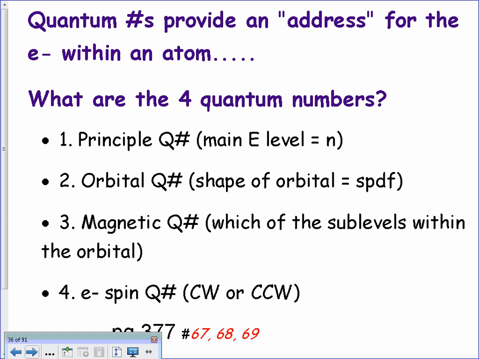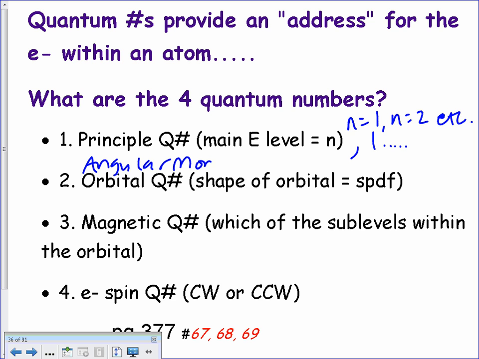The principal quantum number can be expressed as 1, 2, 3, 4, 5, 6, 7. But we usually call that n equals 1, n equals 2, and so forth. The orbital quantum number, which is like the angular momentum quantum number, is going to be regarding the shape of the orbital. We know the shapes are spherical, dumbbell, double dumbbell, and flower. Each of these sublevels have a different number that describes them.